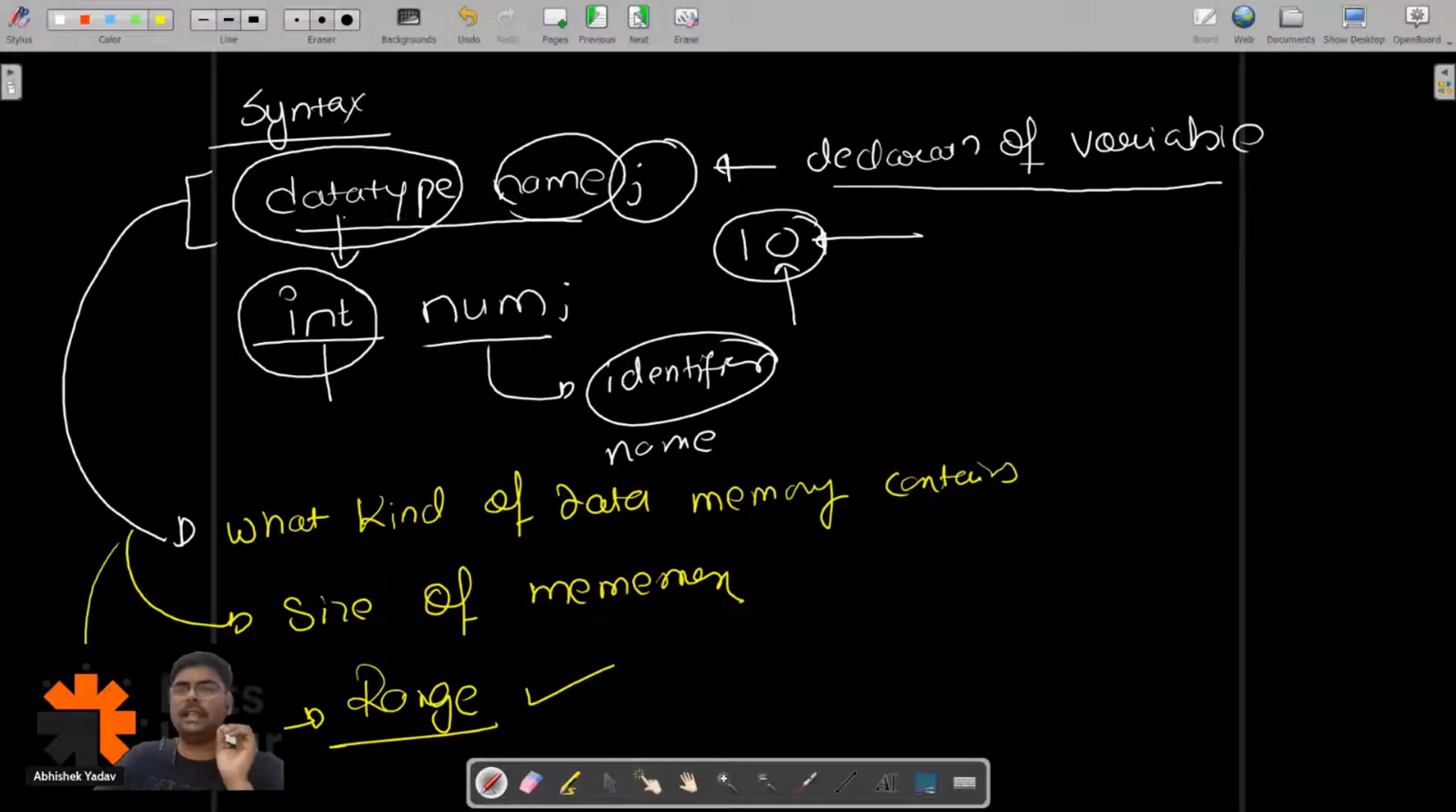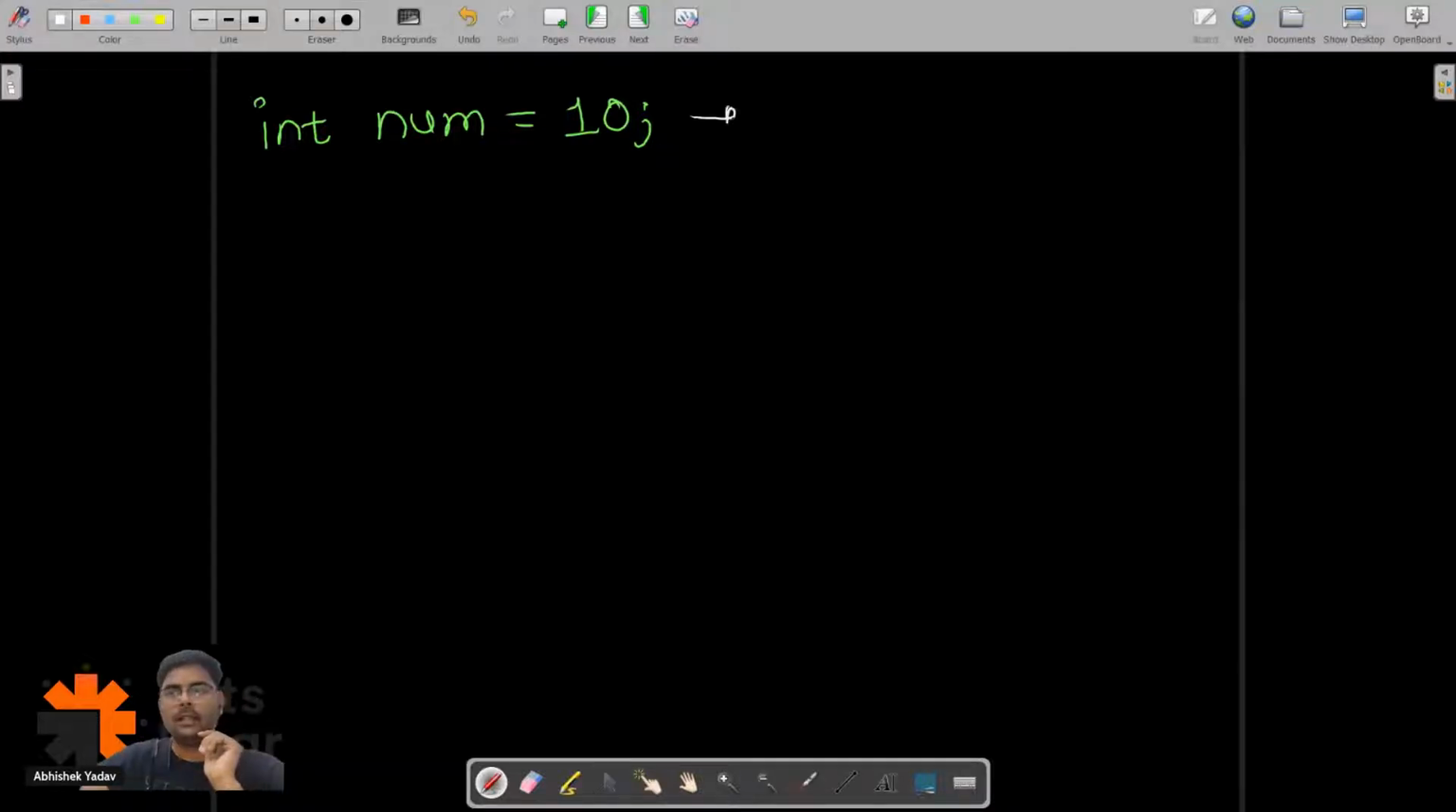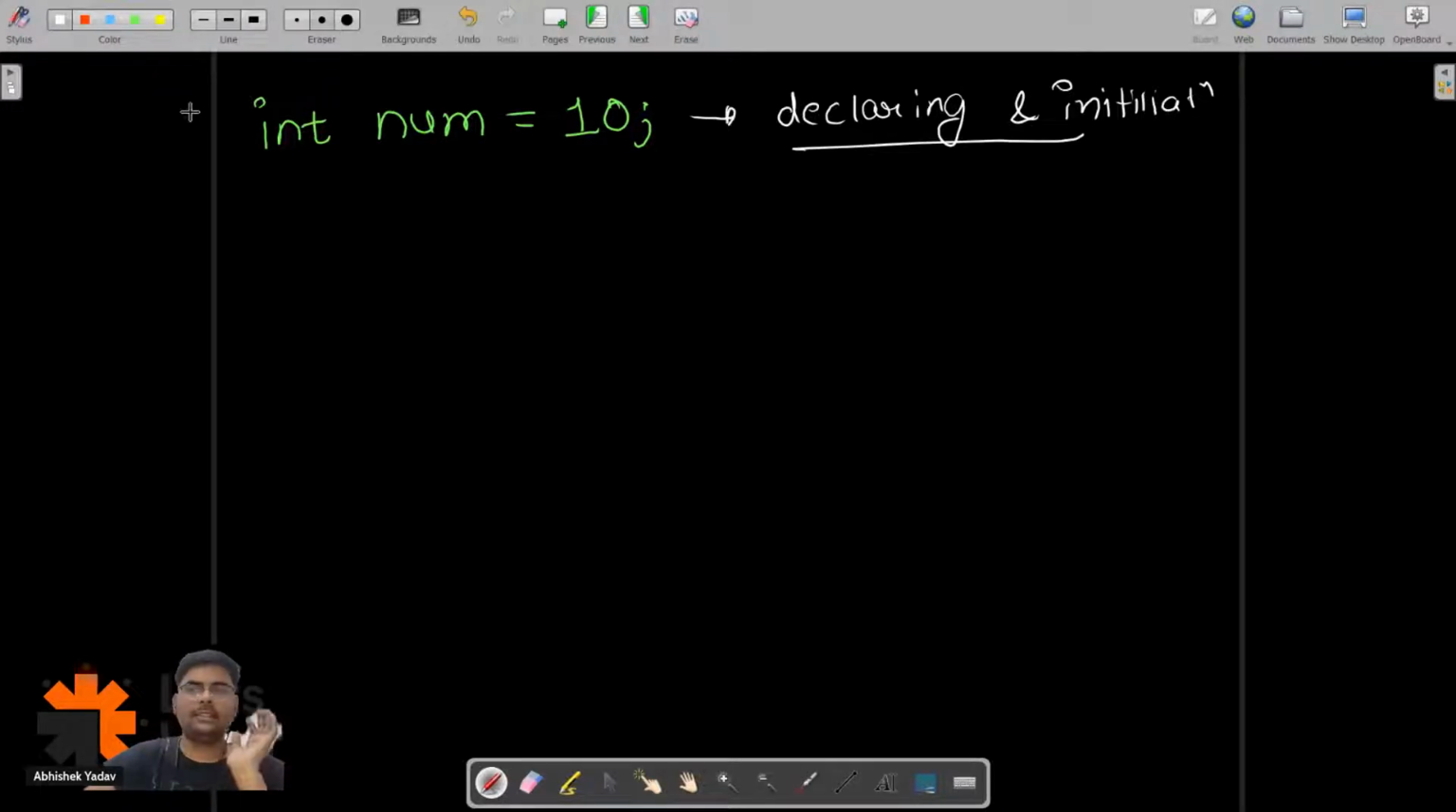So let's try to understand this with the help of an example. I have to store the data 10. For that I'm saying int num is equal to 10, right? So here I'm declaring and initializing at the same time. This is the first way to store the data, that is, first you are declaring and at the same time you are initializing the value also.